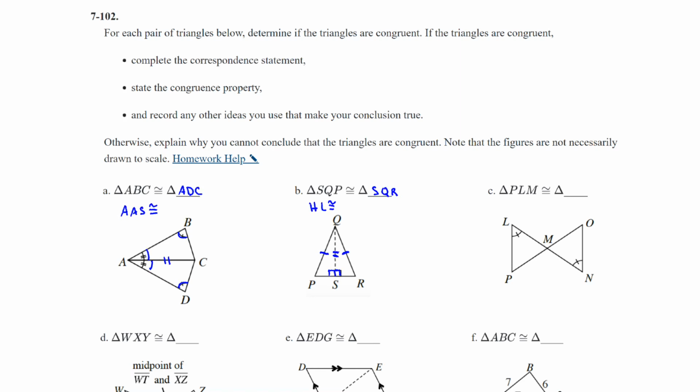Part C, PLM is congruent to triangle what? Well, let's see what we have. We have an angle, L congruent to angle N. We also have the angle in the middle, which would be vertical angle. Those two are congruent. But we don't have anything else.